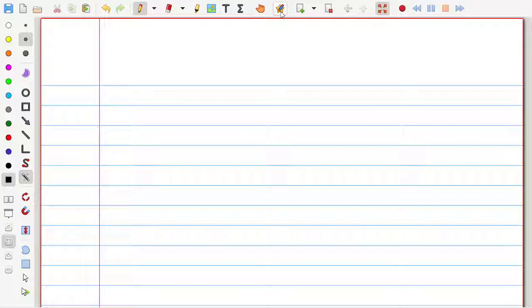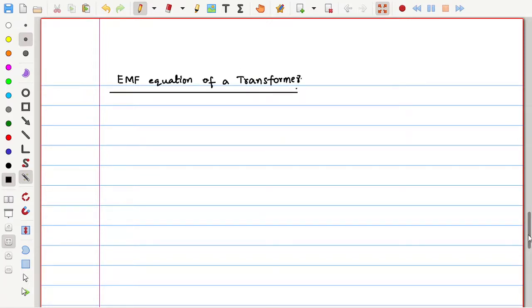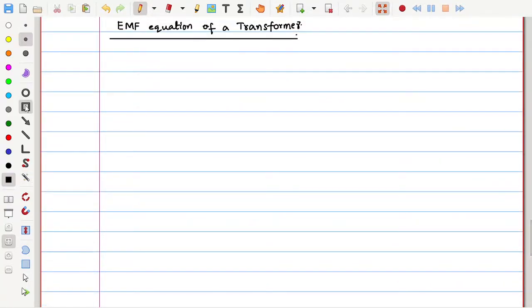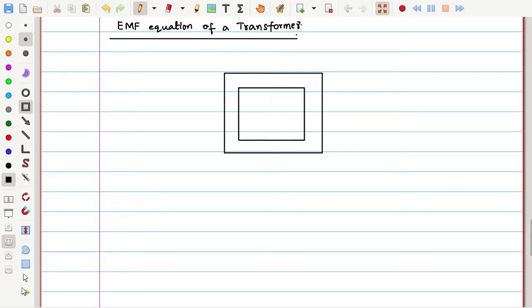Let us see the EMF equation of a transformer. And first, let me take the transformer generalized structure as we seen previously. Transformers are of two categories: one is core type, another is shell type. So, I am taking core type transformer here.